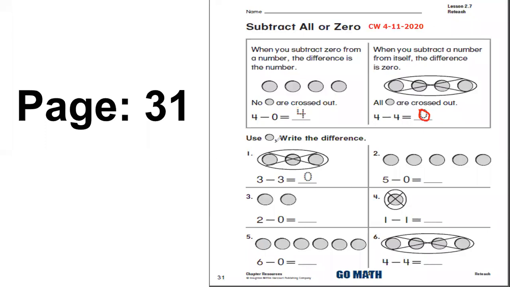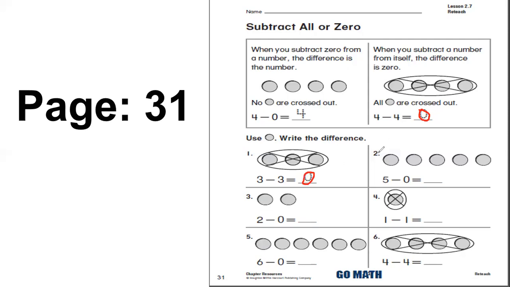Yes, very good, everyone. So let's do the same here. Use the circles, write the difference. Looking at the circles, we are going to write the difference, write the answer. So question number 1, 3 minus 3. Now you can look, the number is the same. So whenever you subtract two same numbers, the difference will be 0. And also look, all the circles have been crossed out.